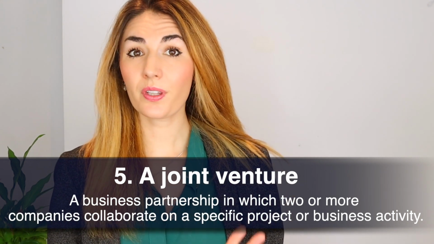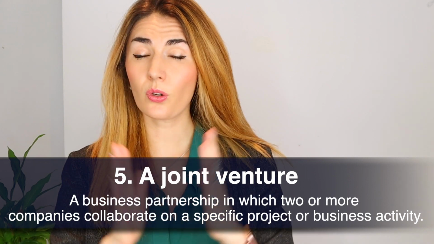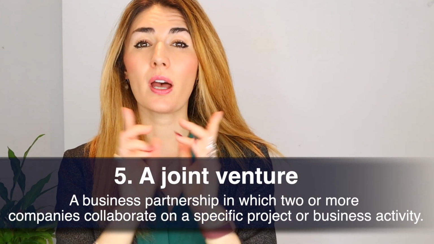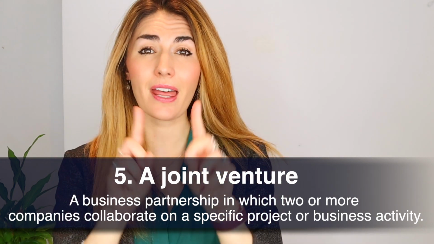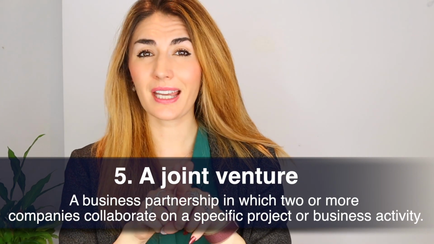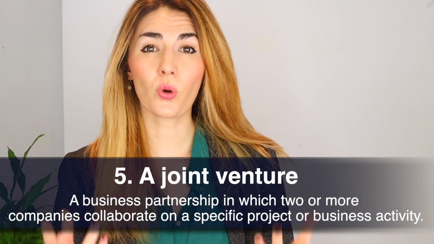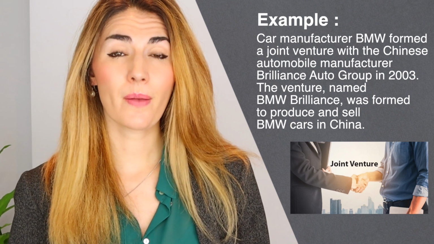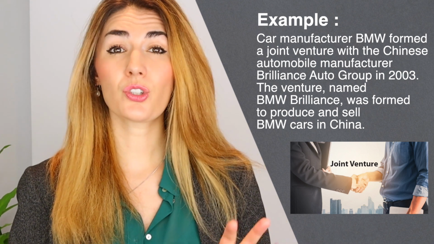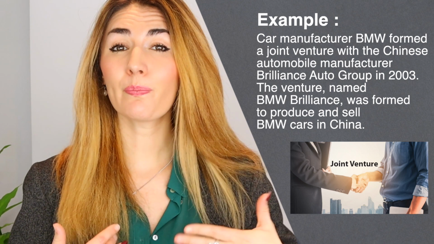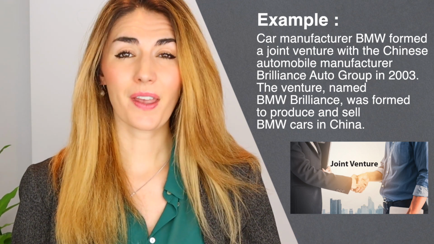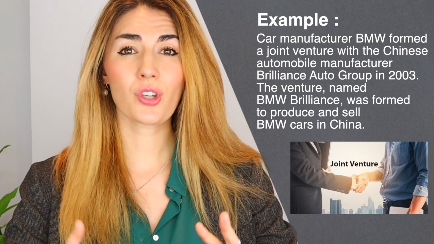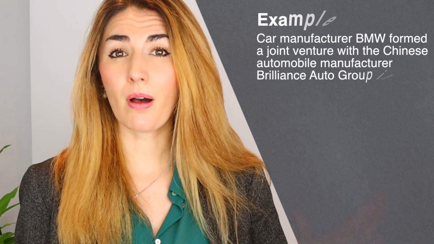It's important to point out that this is not the same as a merger. It's not two companies becoming one entity or one company. This is where two companies decide to work together on some sort of business activity, usually a business project. So for example, BMW formed a joint venture with Brilliance Auto Group in China, and that was to sell BMW cars in China, and that was in 2003. So they decided to work together to have a joint venture in order to break into that new market.